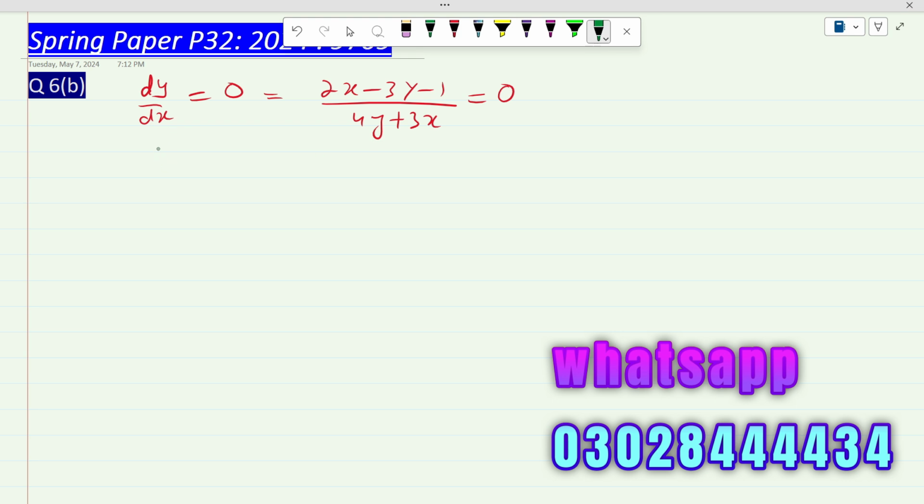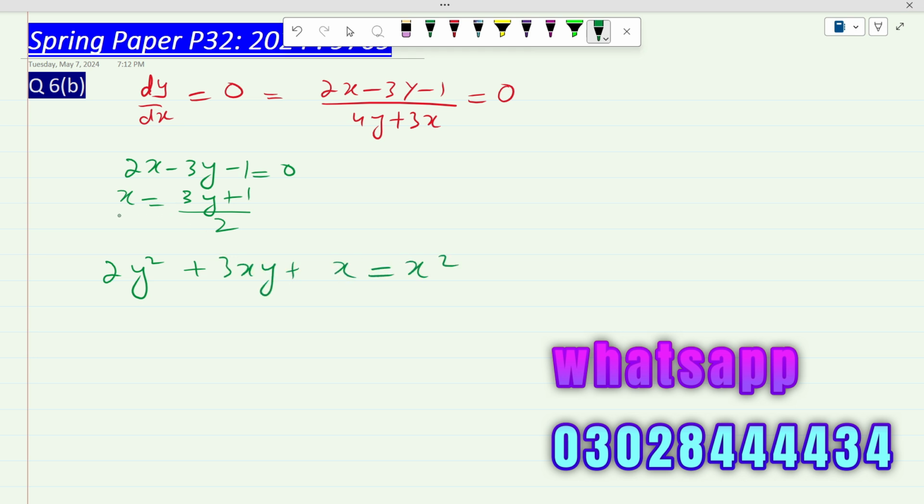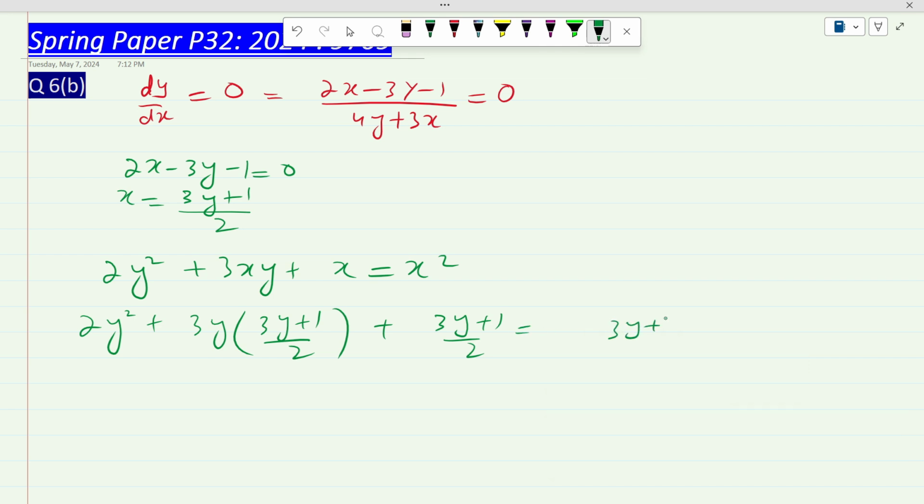So do the cross multiplication. We have 2x minus 3y minus 1 equals 0. Let's make x or y the subject. I'm making x the subject, so we have a relation in terms of x and y. Now substitute this back into the original expression, which was 2y squared plus 3xy plus x equals x squared. Let's substitute this value of x in it. So we have 2y squared plus 3y times (3y plus 1) over 2, plus (3y plus 1) over 2, equals ((3y plus 1) over 2) whole squared.